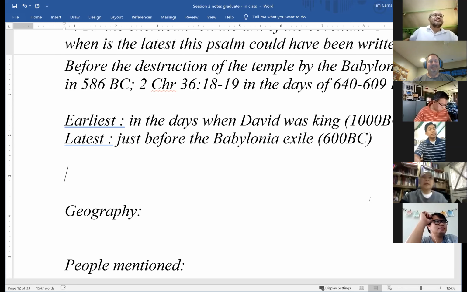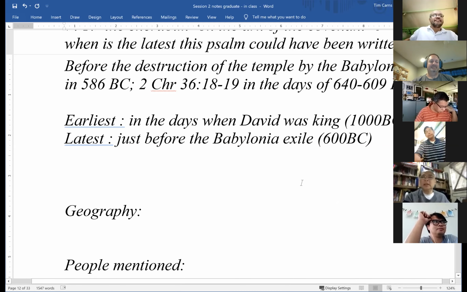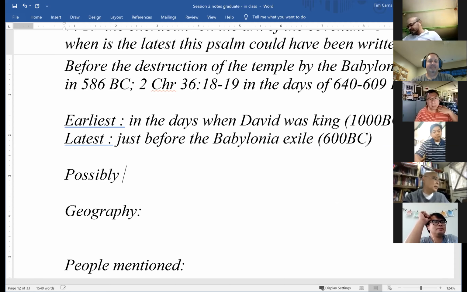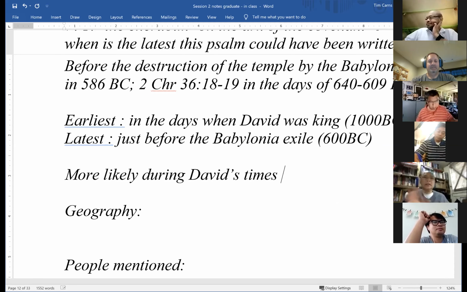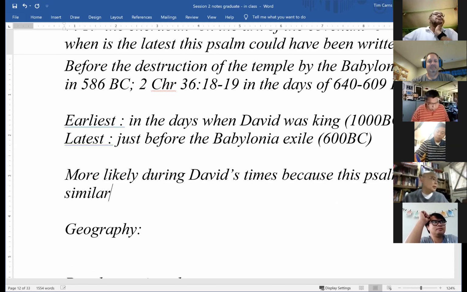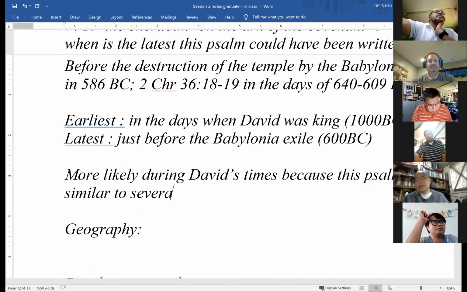I think this was written more during David's time, because it's so similar to several other psalms that have basically the same thought and the same words. So most likely it was written during David's time.